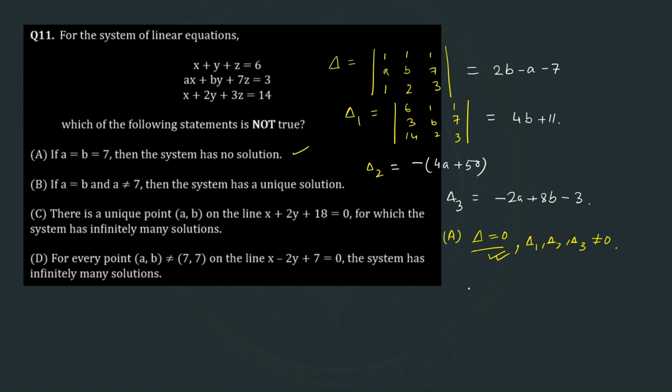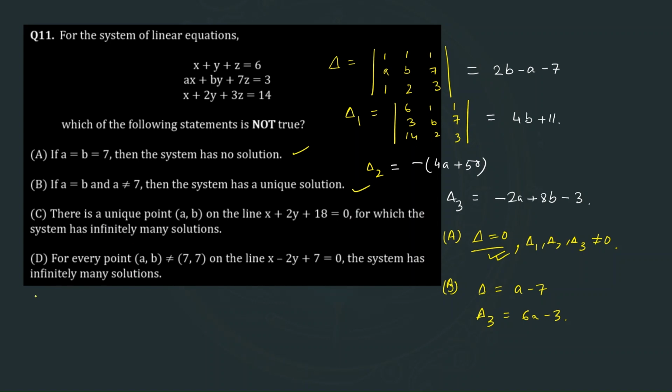Second option says that if a equal to b and a not equal to 7, then the system has a unique solution. So if a equal to b, that means this delta we can write as a minus 7, and this delta 3 we can write as 6a minus 3. So if a not equal to 7, then the system has a unique solution. That means delta is non-zero, and we know for a unique solution, delta must be non-zero. So option B is also correct.